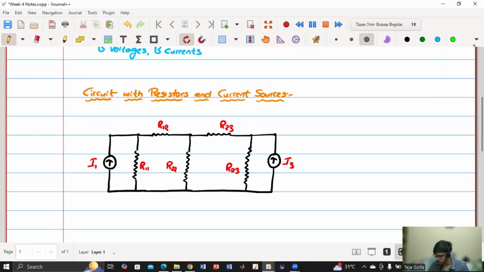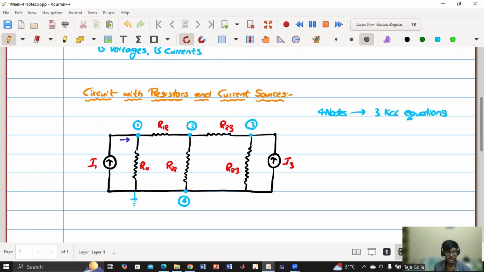We have four nodes: this is node 1, this is node 2, this is node 3, and this is node 4. So if there are four nodes, then how many KCL equations will we get? N minus 1 KCL equations. So we will get three KCL equations, which means we'll apply KCL at three nodes. The other node we can consider as ground. That's what I have done here. So I have considered it as ground. Now if we start, the current direction here is like this.